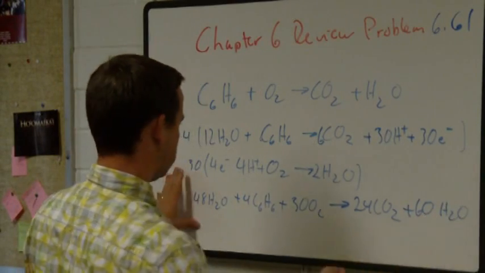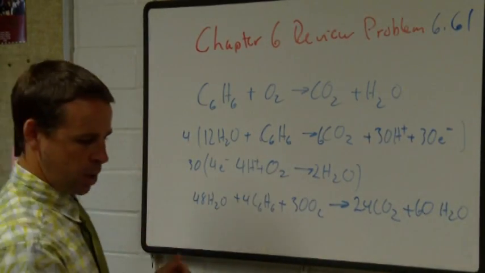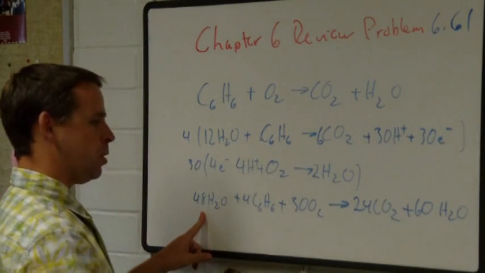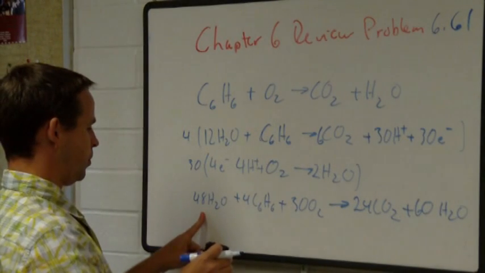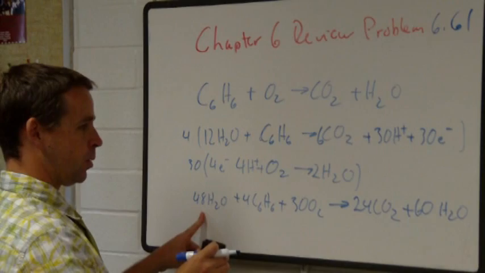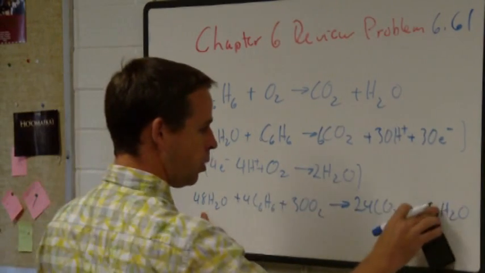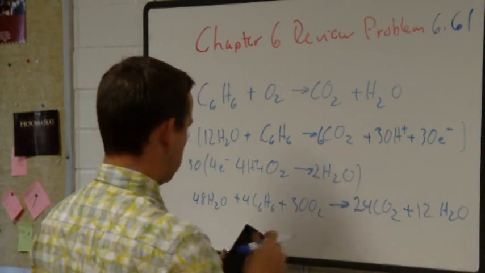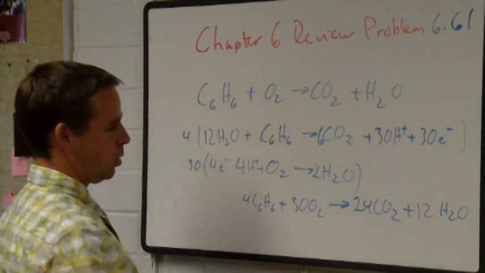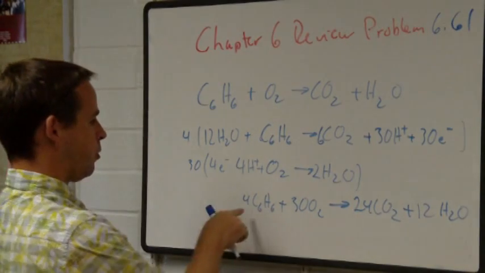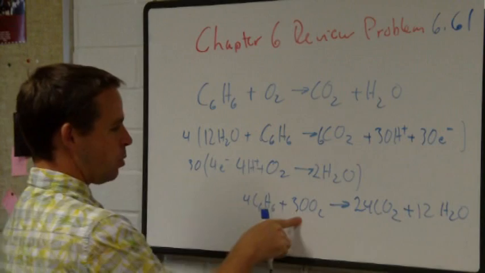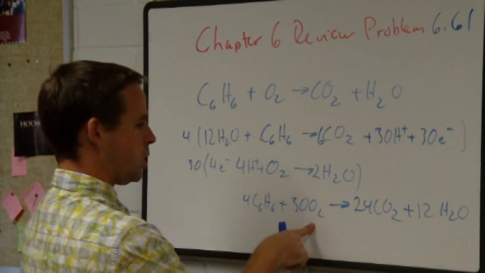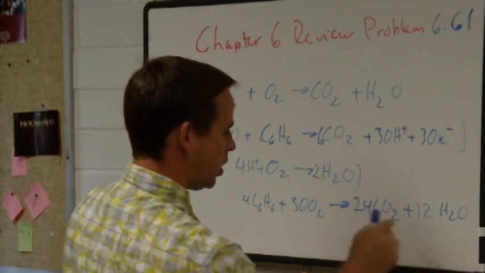waters. All right, so we have 48 waters over here. So that's going to leave us with 12 waters over here. And we can cancel out these waters. All right, so we have 4 benzenes, 30 oxygen gases, 24 carbon dioxide, and 12 waters.